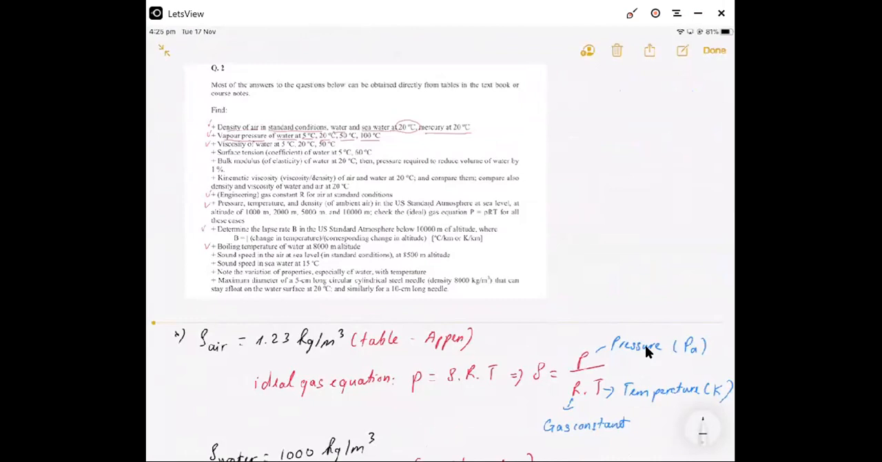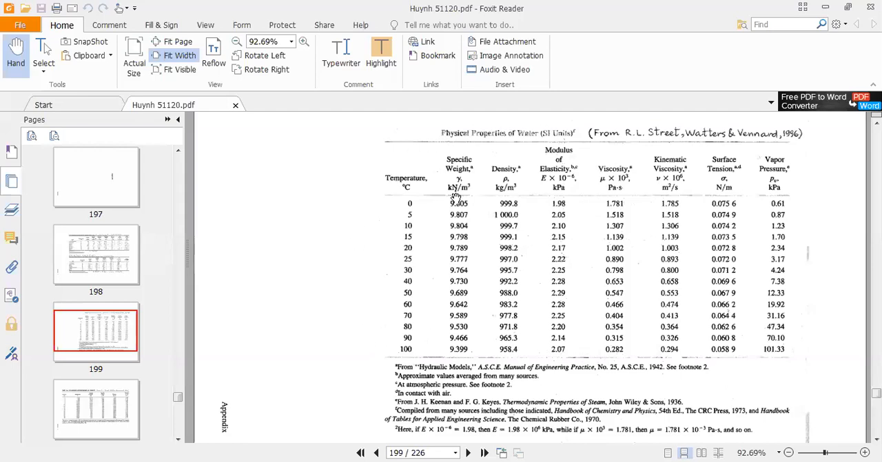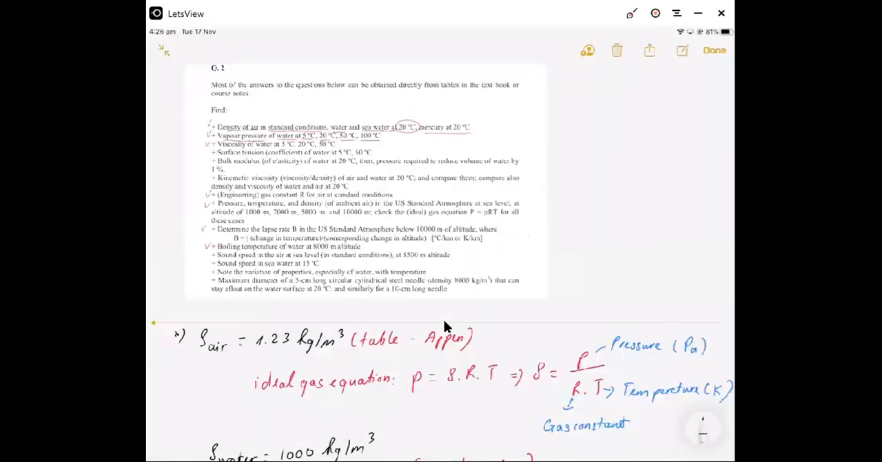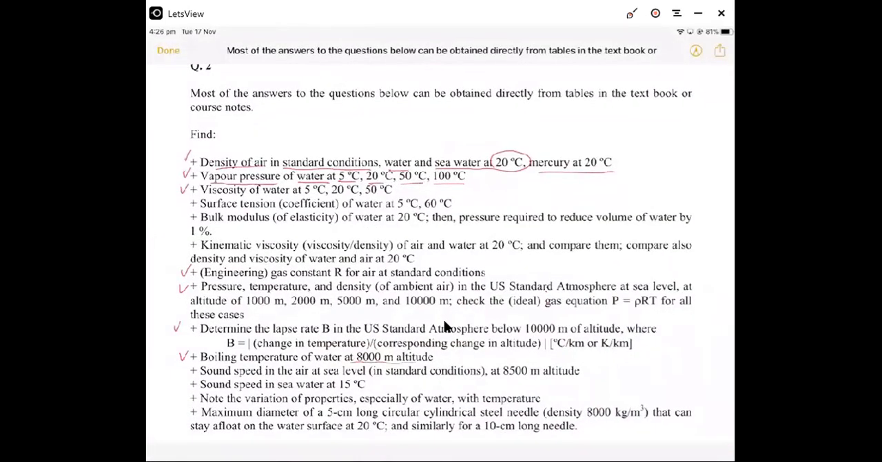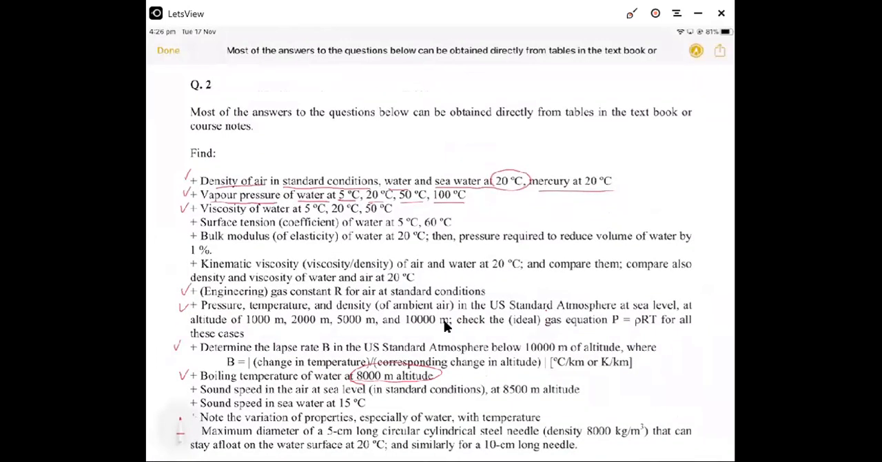If you have a look at this table, if we have temperature, we can find vapor pressure in the last column. And if we have pressure, we can find boiling temperature in the first column. It means if the pressure is 101.3, water boils at 100. If the pressure is 19.92, water boils at 60. So in this question, the last question in question 2, boiling temperature of water at 8,000 meter altitude, we move to the last one because boiling temperature and vapor pressure are very similar.